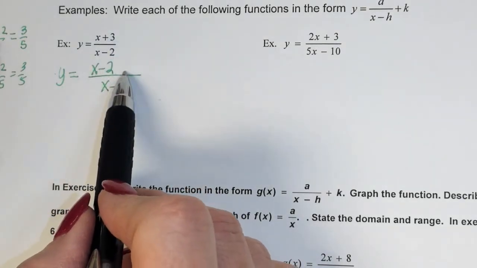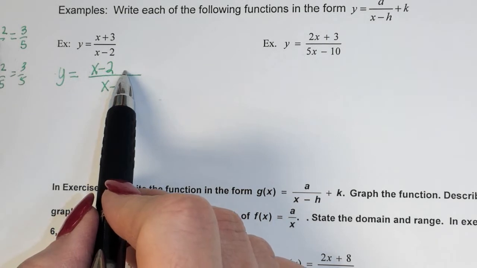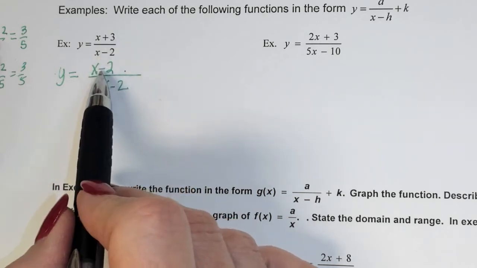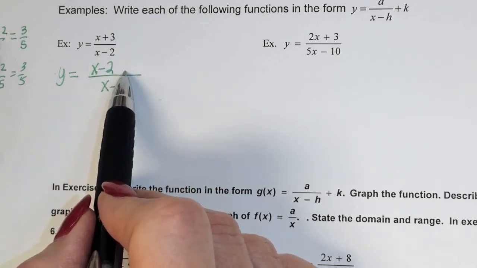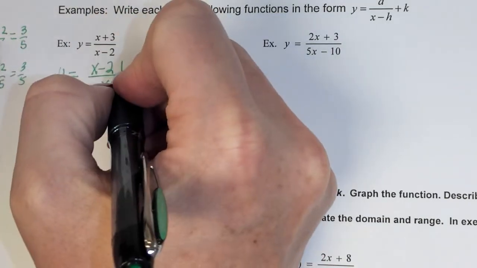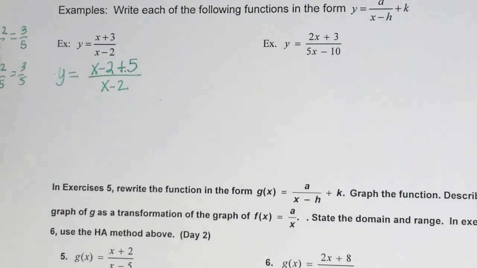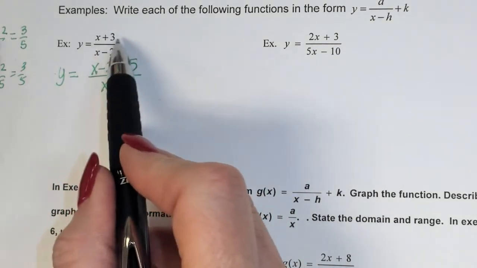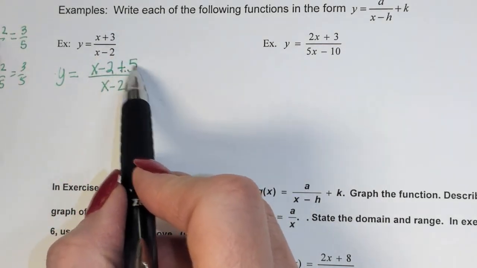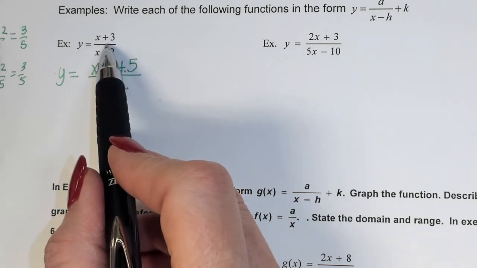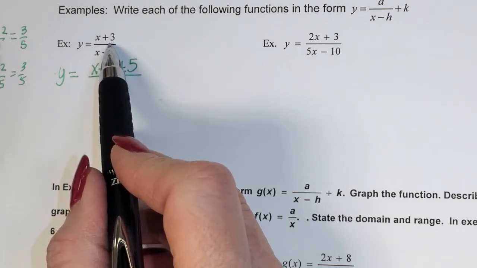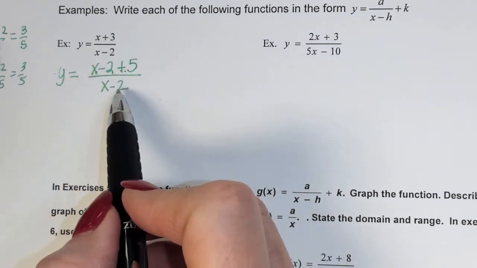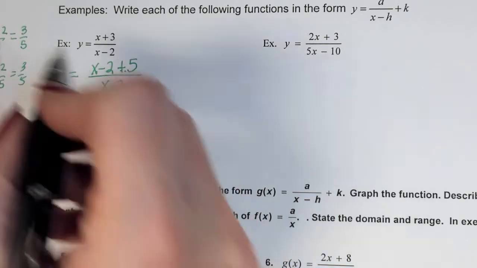If I have x minus 2, how can I keep it equivalent to x plus 3? What would I have to put? If I want to have positive 3 instead of negative 2, what would I have to do, Michael? Plus 5. So now I want to see, is this equivalent to what I started with? Is x minus 2 plus 5 the same thing as x plus 3? Yes? Then I'm allowed to do that. That is the same thing as what I started with.